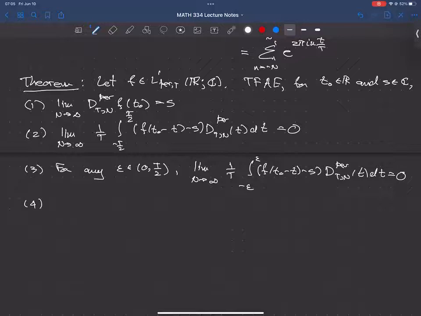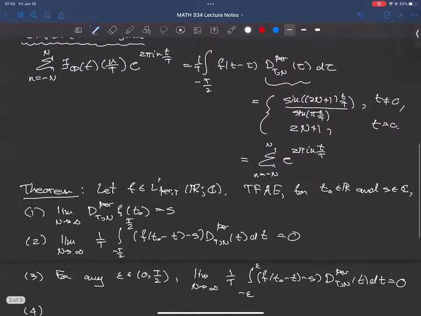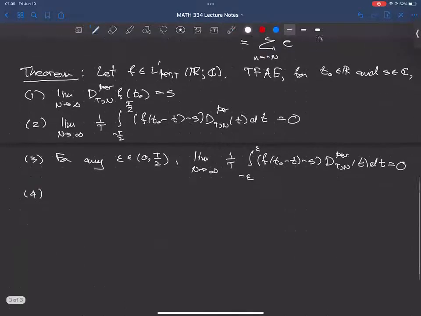The next statement sort of builds off this, and you have this explicit formula now for the Dirichlet kernel. Essentially what the next formula does is it replaces this with the approximation for small t, that sine of theta is approximately theta.